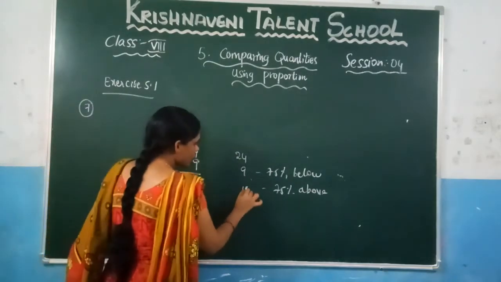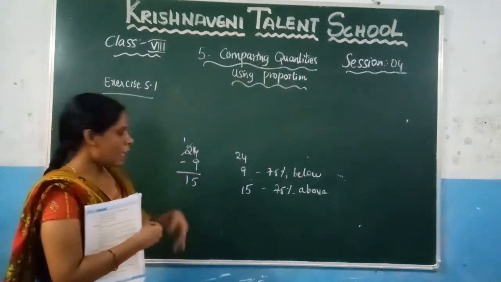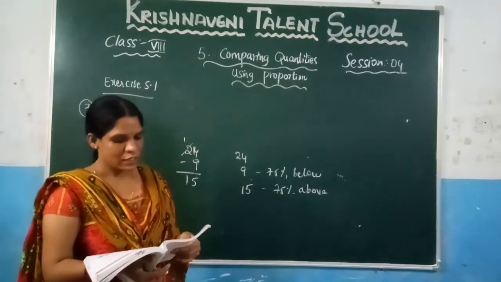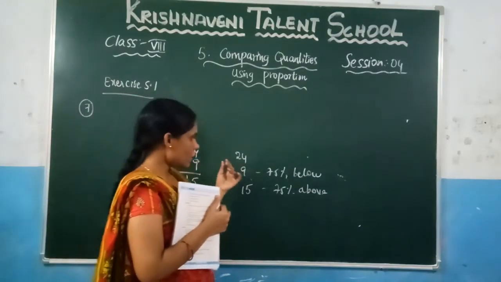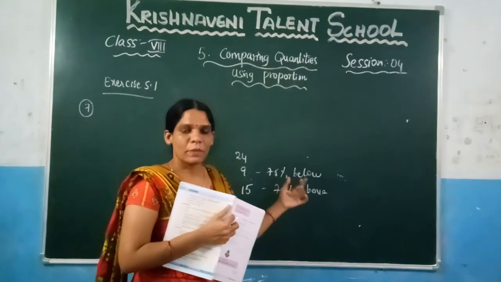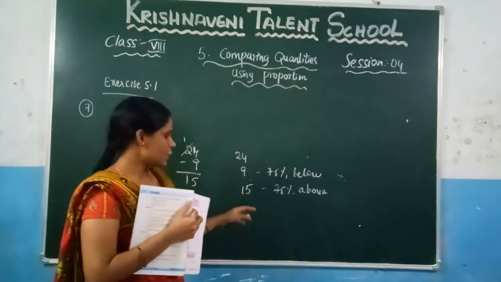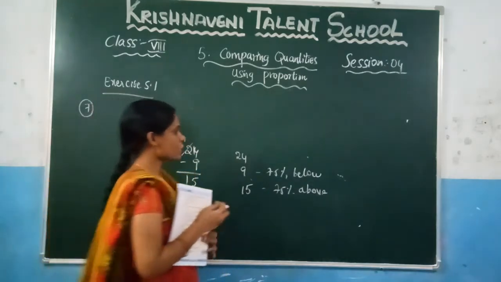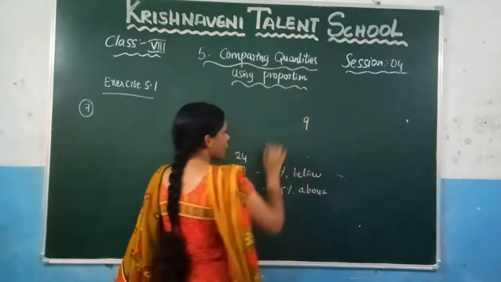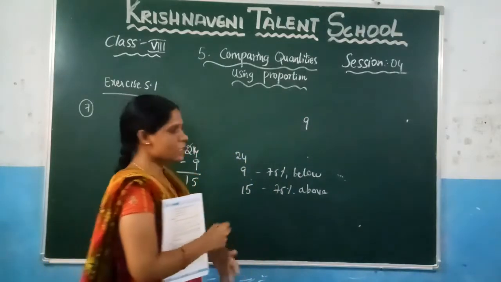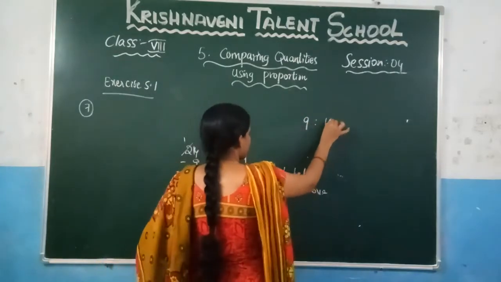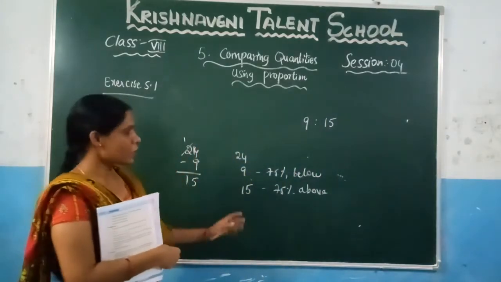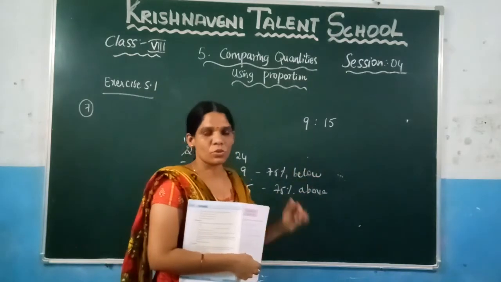So how many students are there who got 75% above marks? 15 students are there. Now in the question, they asked to find the ratio of the number of students who scored below 75% marks and the number of students who scored above 75% of marks. So 9 students got 75% below, and 15 students scored 75% above. Now you need to find the ratio of these two quantities.